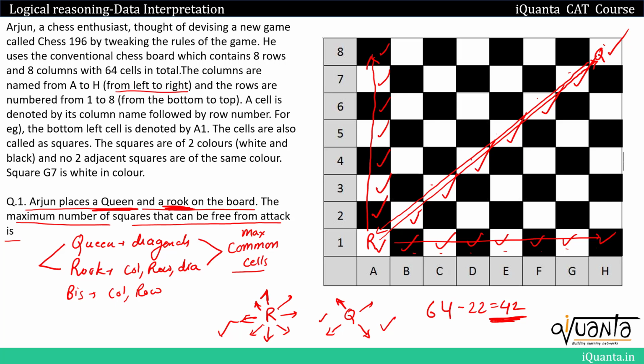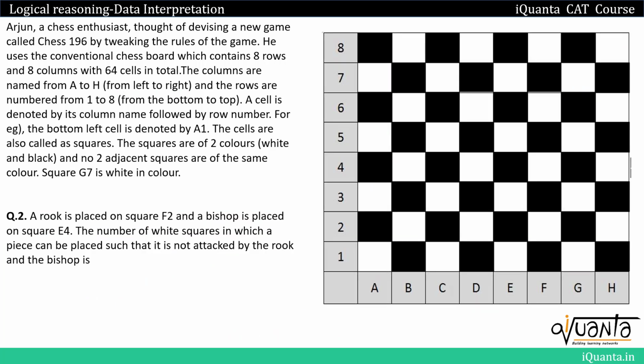Let's solve the next one. The next question is, a rook is placed on square f2. So f2 will have a rook over here, and a bishop is placed on square e4. So on e4 we'll have a bishop. The question asks for the number of white squares on which a piece can be placed such that it is not attacked by the rook and the bishop. Now the bishop can only attack along the row or column.